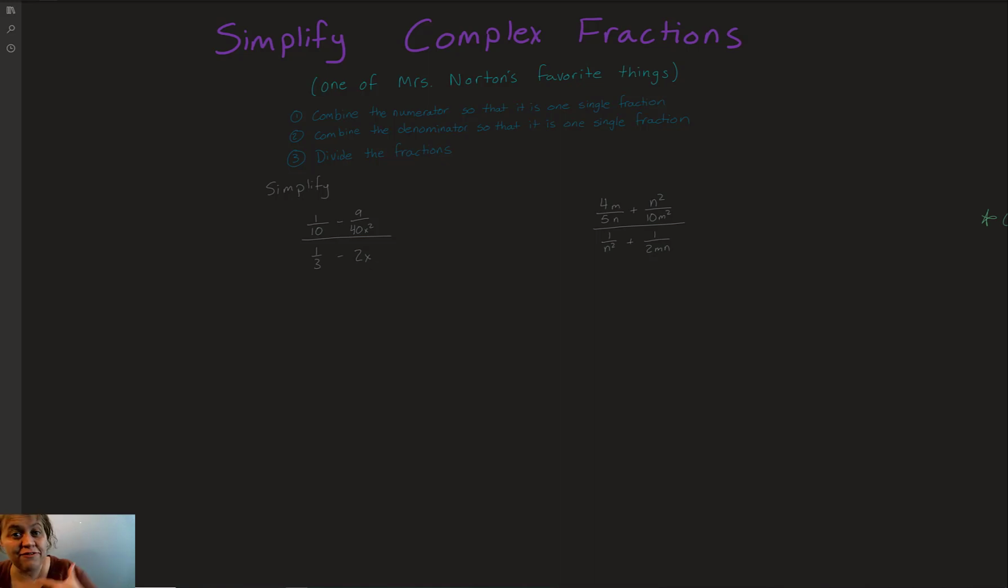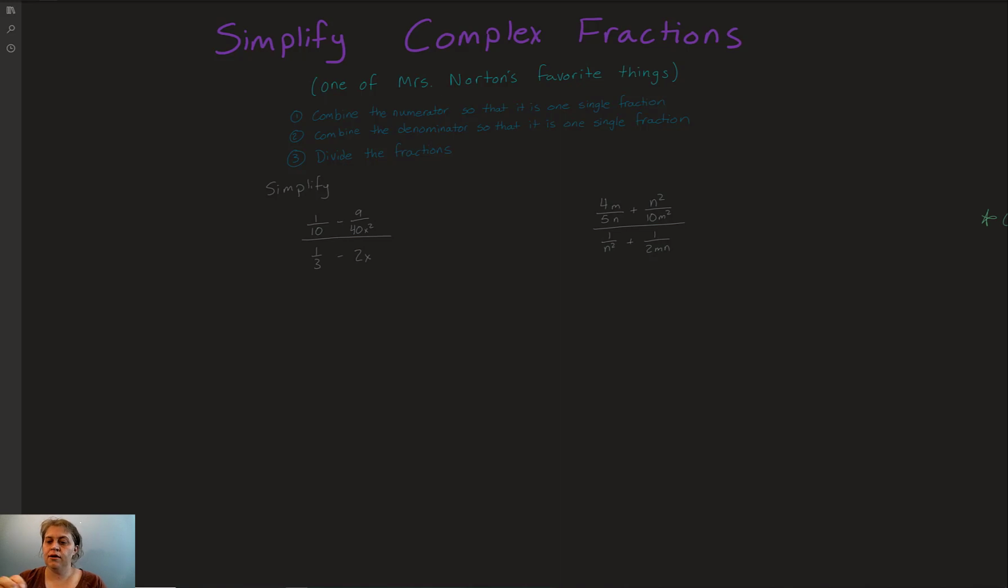Complex fractions are one of my all-time favorite things to do in pre-calculus. So what we do with this is we look at the numerator, the top half of the big fraction, and we simplify that all up into one fraction. Then we look at the bottom of the big fraction, and we turn that into one single fraction. And then it's dividing fractions. So we do exactly what we did back when we talked about dividing rational expressions. So let's get going.